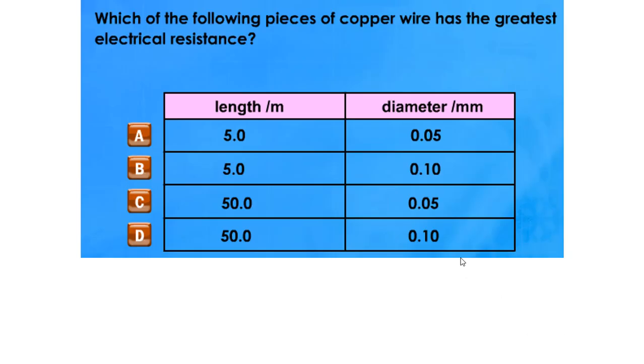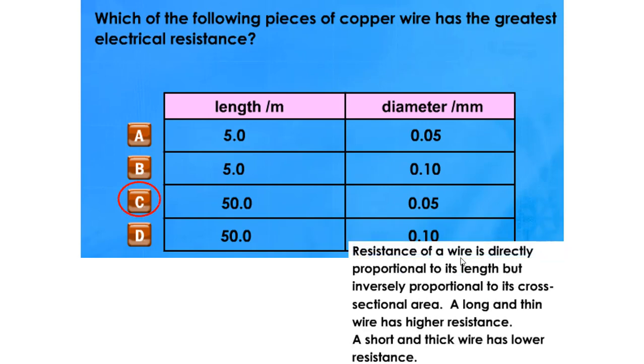Okay, quiz. Which of the following pieces of copper wire has the greatest electrical resistance? So for length, the higher the length, the higher the resistance. So either C or D. But the diameter should be thinner, so I choose C. Alright, correct. So resistance of wire is directly proportional to its length but inversely proportional to its cross-sectional area. A long and thin wire has higher resistance. A short and thick wire has lower resistance.